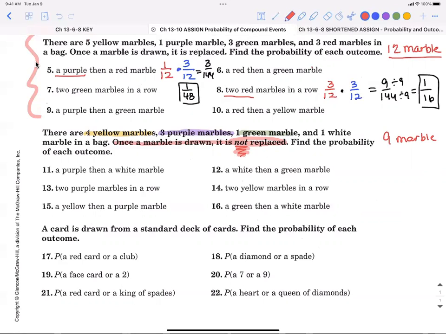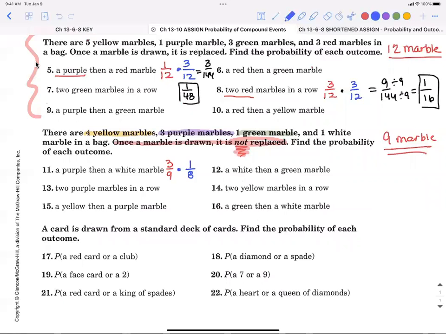So on the first draw, what are our chances of drawing a purple? 3 out of 9. Remember, we're at the 9 one now. We've got different marbles in this second bag. So it's 3 out of 9, right? That's our chance of drawing a purple. Now, we do not replace the marble. We set it off to the side. And now what are our chances of drawing a white marble? 1 out of 8. Because we didn't replace the marble. Okay, we set it off to the side. We only have 8 marbles in the bag for the second draw.